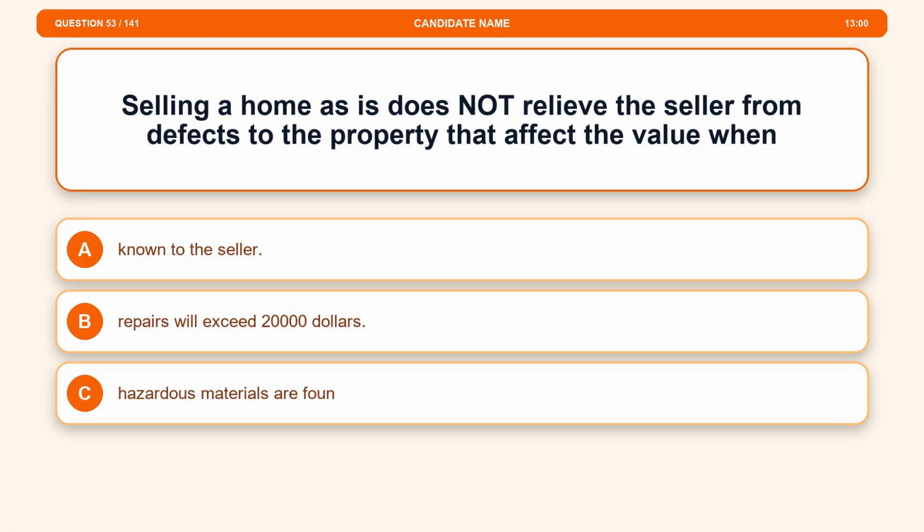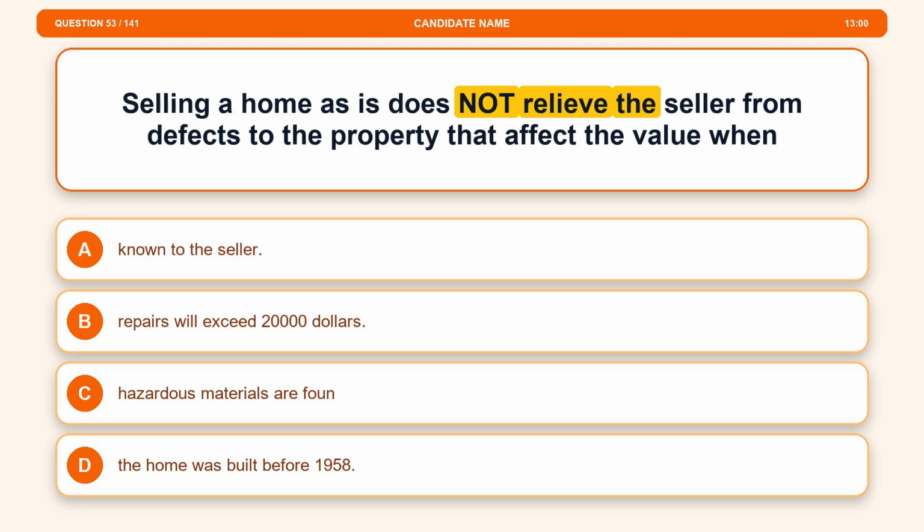Question 53. Selling a home does not relieve the seller from defects to the property that affect the value when: option A, known to the seller. Option B, repairs will exceed $20,000. Option C, hazardous materials are found. Option D, the home was built before 1958.